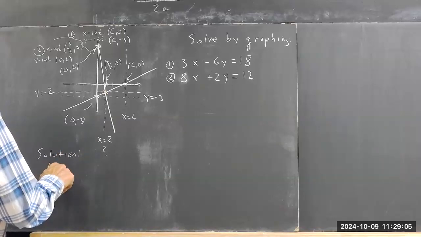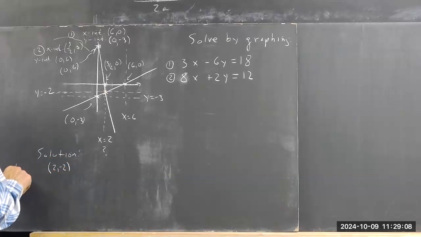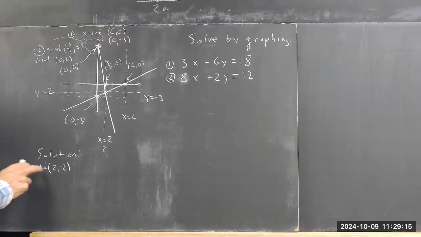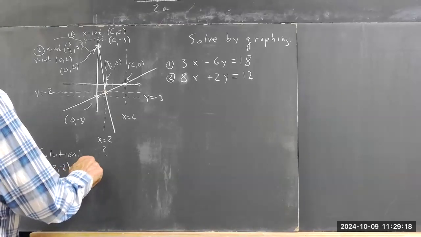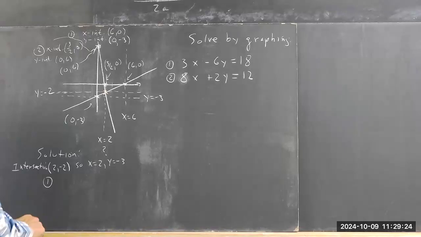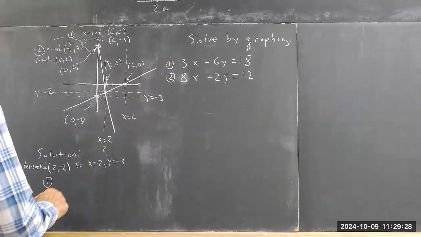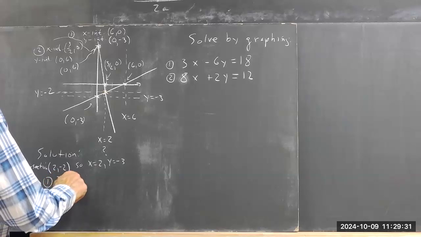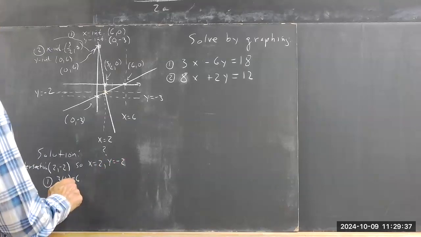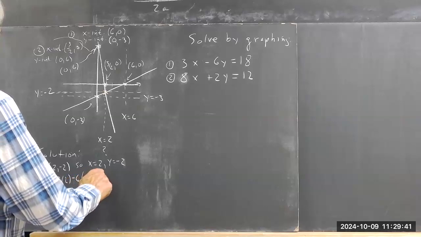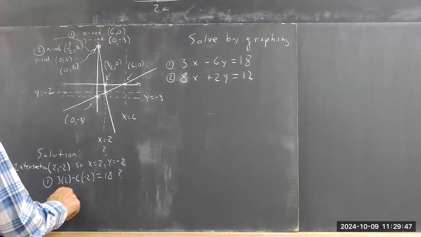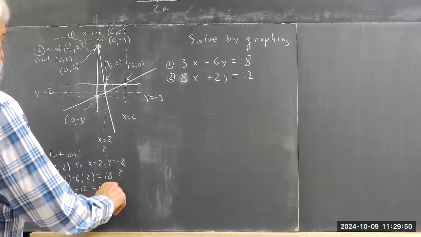At point (2, -2), that's hard to read, maybe the intersection point is (2, -2), so x equals 2, y equals negative 2. In equation 1, this gives us 3x minus 6y equals 18, that would be 3 times 2 minus, and it's negative 2, not negative 3, minus 6 times negative 2 equals 18, question mark. Well, yeah, we get 6 plus 12 equals 18, and we know that's true.